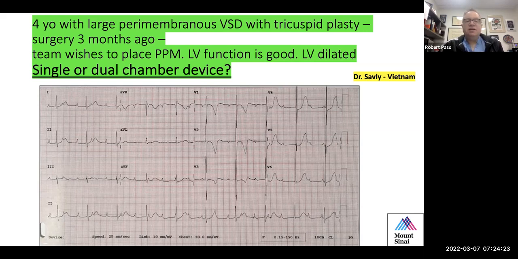I probably would recommend single chamber, but the one thing that's giving me pause in this tracing is the P waves. They kind of look like he has right atrial enlargement, right? They're pretty tall P waves, very pointy. So it would make me a little nervous that maybe this tricuspid valvuloplasty wasn't spectacular. Maybe there's a fair amount of TR still. So in this case, just based on the ECG, I would probably recommend a dual chamber device. But anyway, those are the sorts of ways we would think about this type of case.